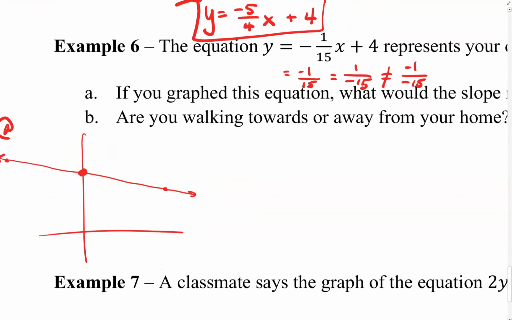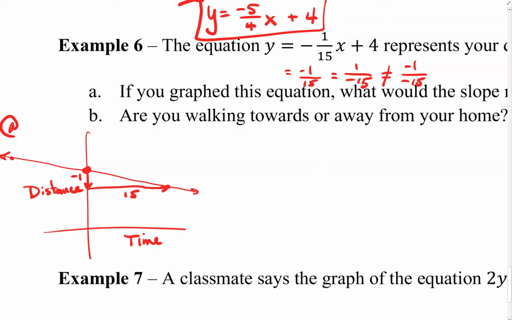What does the slope represent? Well, again, x is the time that we spend walking, and y is the distance from home. What does this slope of negative 1 over 15 represent? Think about it for a second and write down an answer. Pause the video now and check your work in a moment.